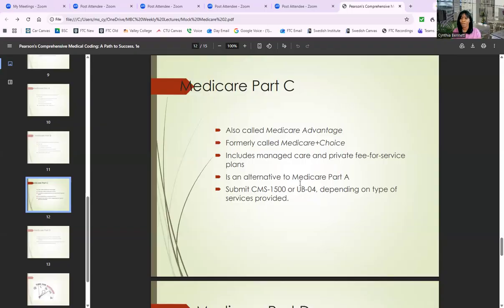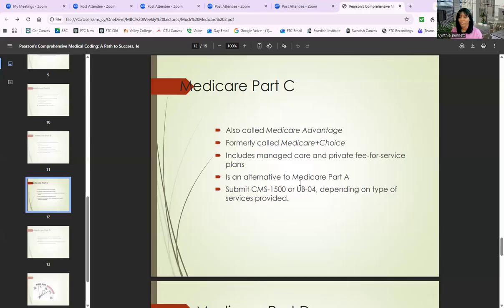Once they go to Medicare Part C, which is our Advantage plans, they can choose, for example, one company like Humana, and Humana has a plan called Humana Gold. So the patient may opt to join Humana Gold. One of the reasons why patients choose to do that is because they're going to get a little bit more benefits than they would with traditional Medicare Part A and B.